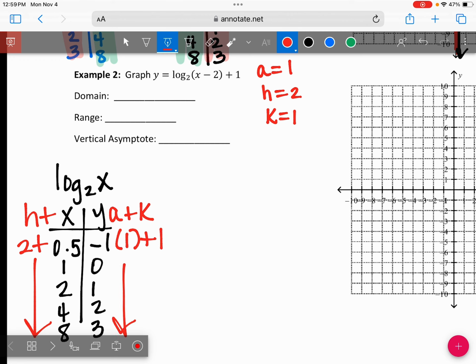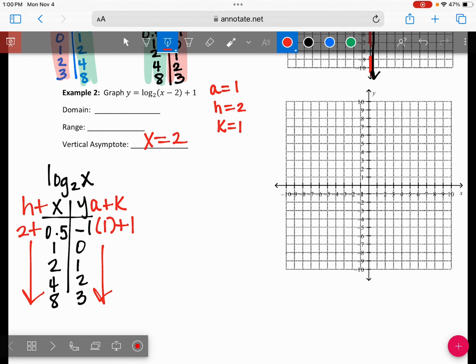So let me back up. I forgot to do something. I always like to start by graphing my vertical asymptote, which is going to be x equals what? What is my h value? x equals 2. So I'm going to go ahead and do that real quick, because I always like to put that down just so I don't accidentally go through the wall. I like to graph my wall. So go ahead, take a moment and come up with your new table. And this second table is the one we are going to actually graph.